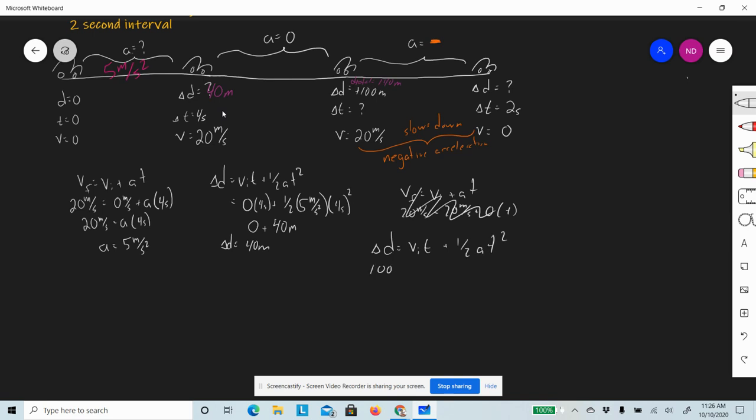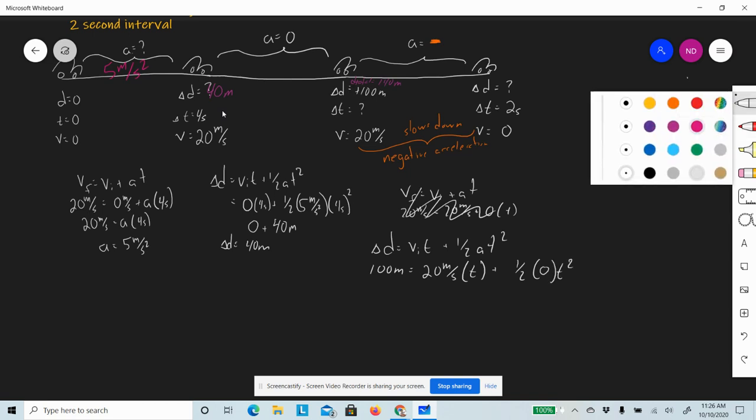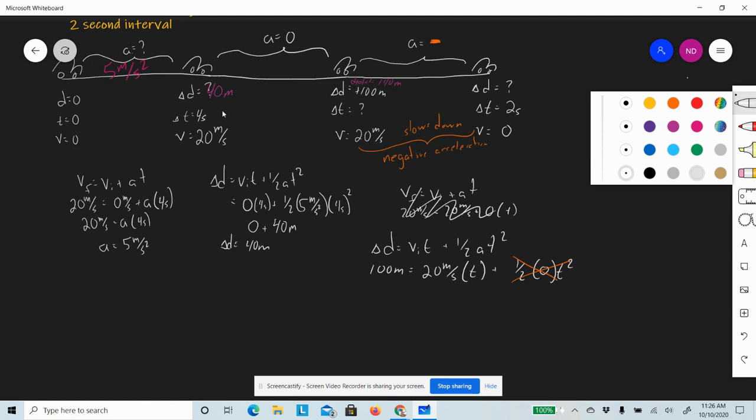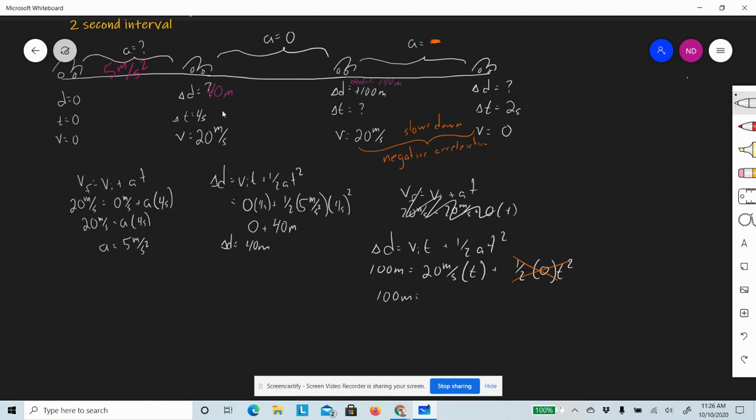The change in distance is 100 meters. The initial velocity is 20 meters per second. We want to know the time, plus 1/2 the acceleration in that segment, which was 0, times time squared. That is so nice, because anything times 0 vanishes. That whole part of the equation is going to vanish. So you get 100 meters equals 20 meters per second times time. What times 20 gives you 100? Time equals 5 seconds.